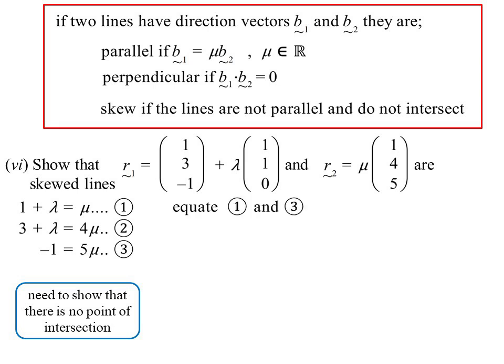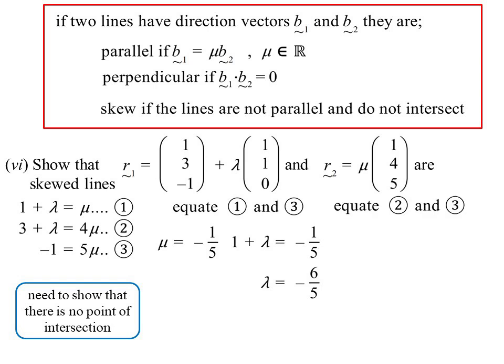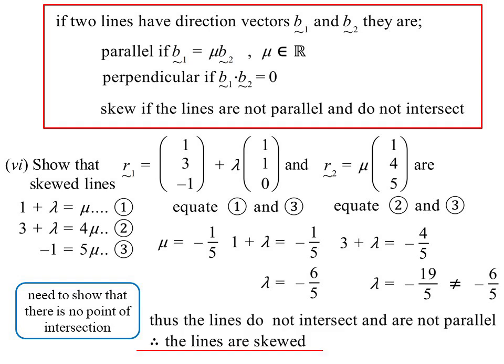Well, if I equate 1 and 3 together, I would get that mu is minus 1/5. Now 1 plus lambda is equal then to minus 1/5. So if that's true, lambda is minus 6 on 5. Okay. But when I equate 2 and 3, what happens? Well, equate 2 and 3, lambda becomes minus 19 on 5. And that's not minus 6 on 5. And lambda's got to be the same for all of them. And so if it's not the same for all of them, they can't intersect. If they don't intersect, they're skew.